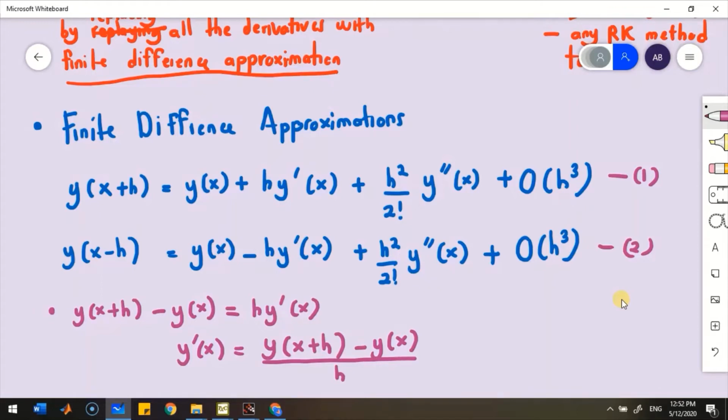This is also known as the Euler method, or the forward difference formula.